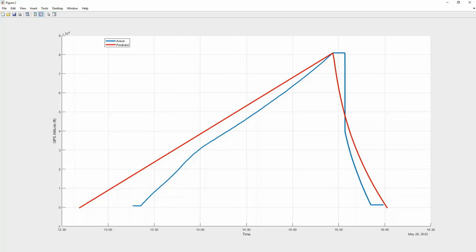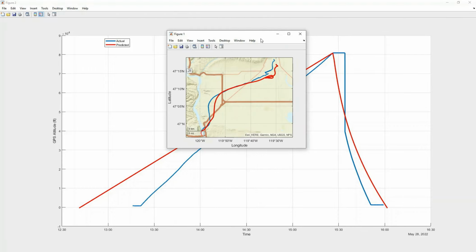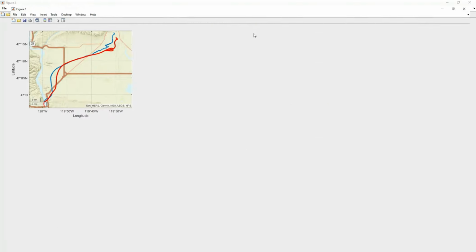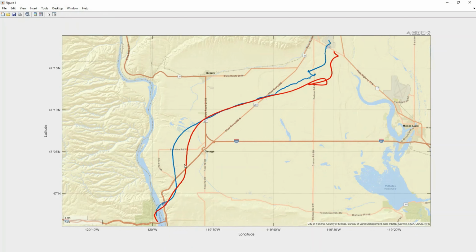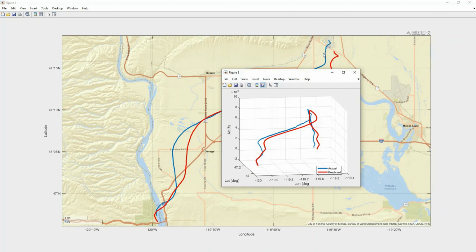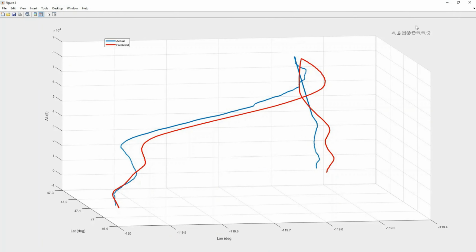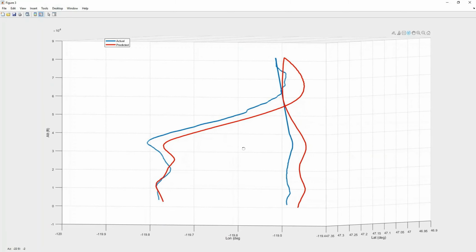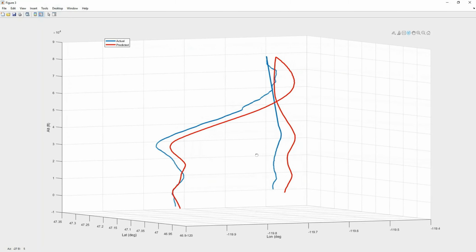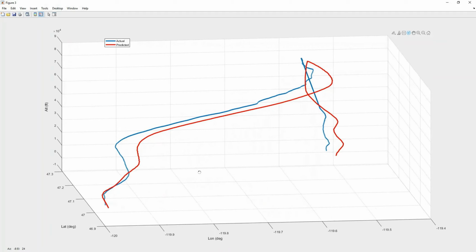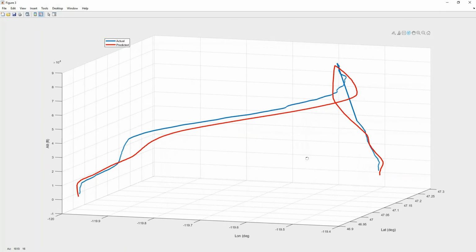So if you combine both the altitude profile with the lateral longitudinal, or lat long, trajectory, let's create a three-dimensional plot to just look at the actual and predicted trajectories. And again, you look at this thing and I am just amazed. Again, the blue line is actual, red is predicted. If you look at this, they just look really darn close.